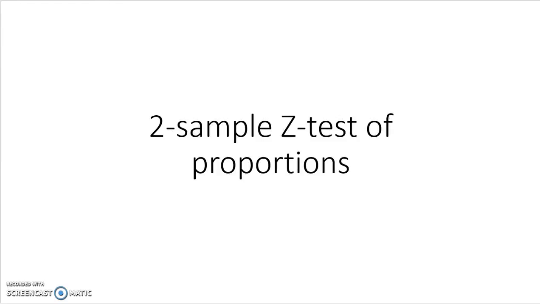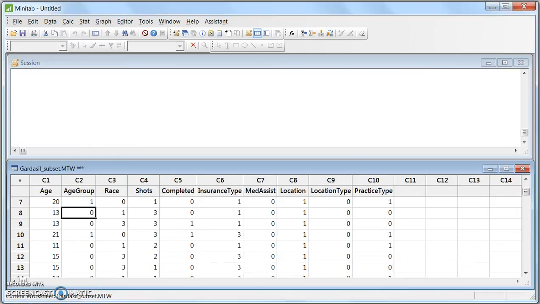Let's look at how to do a two-sample z-test of proportions, or two-prop z-test, in Minitab. Here we have a dataset on different people who started the process of getting the Gardasil vaccine, which is a vaccine that needs to be taken in a series of 3 shots, completed over a specific time frame.